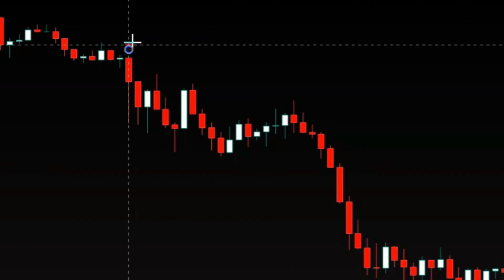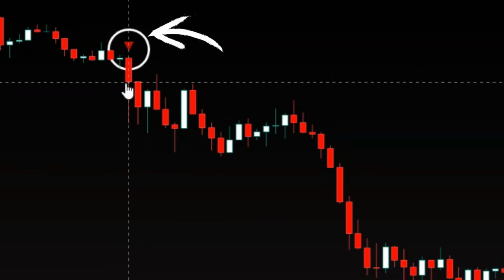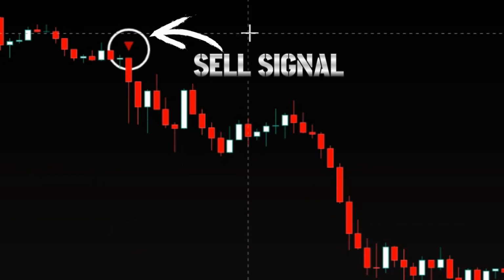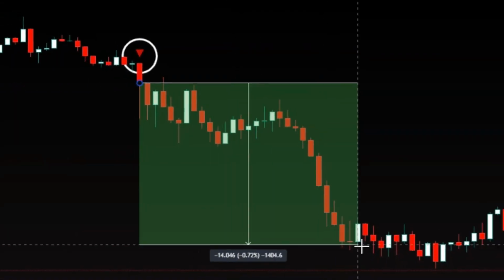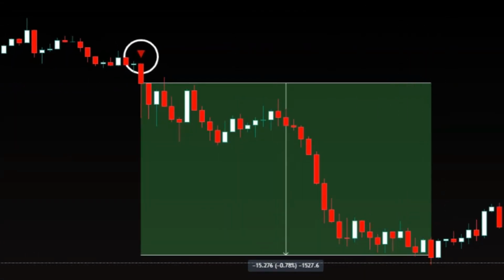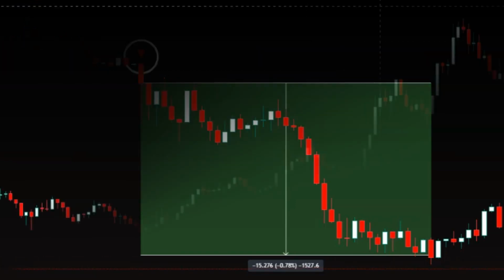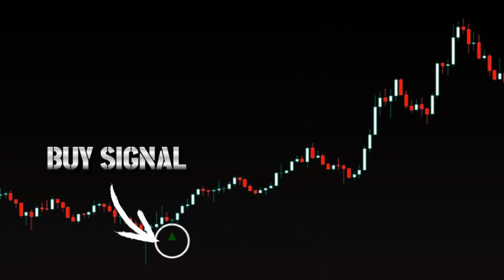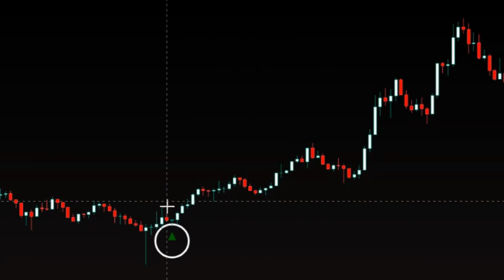Now with these changes, when an upside-down triangle appears above a candle, this indicates a sell signal and you can open a short position. And similarly, when an upside triangle appears below a candle, this indicates a buy signal and you can open a long position.